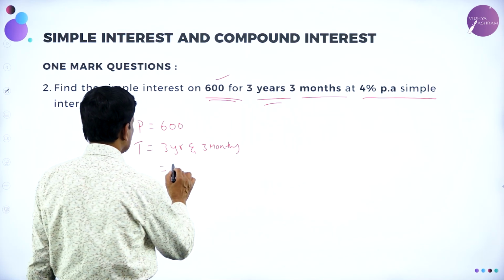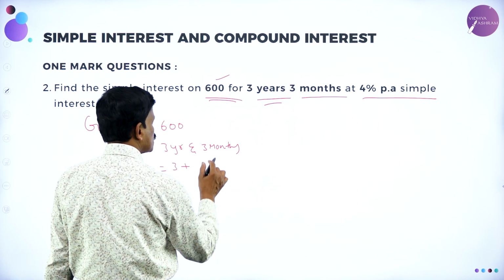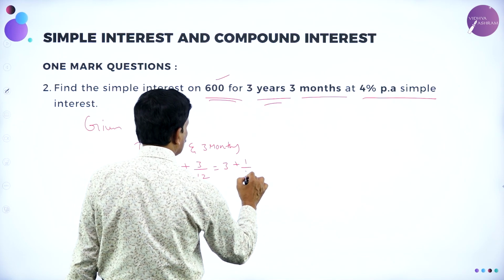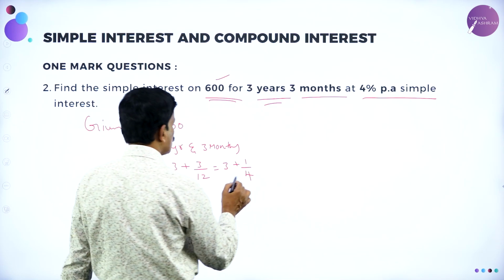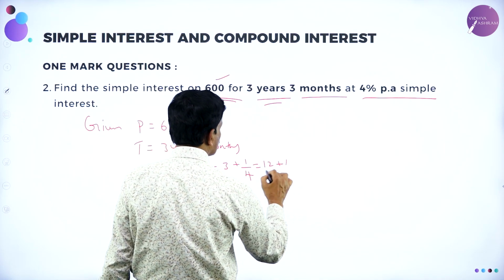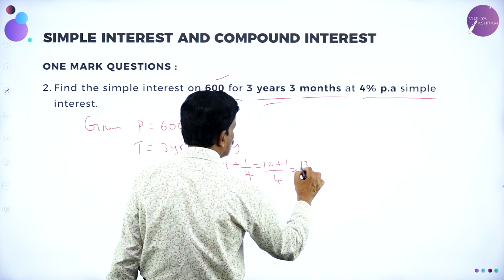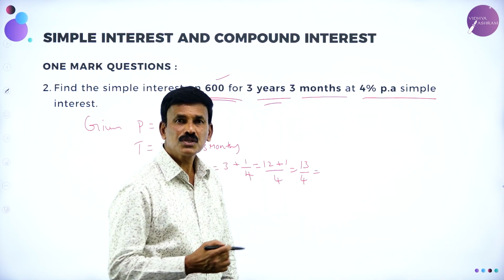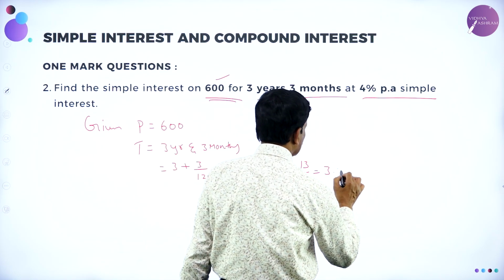That is nothing but 3 years plus 3 months divided by 12. So, 3 plus 1 by 4. So, what is this equal to? 3 4s are 12 plus 1 by 4. That is equal to 13 by 4. 13 by 4 means 4 3s are 12. So, this is equal to 3.25.